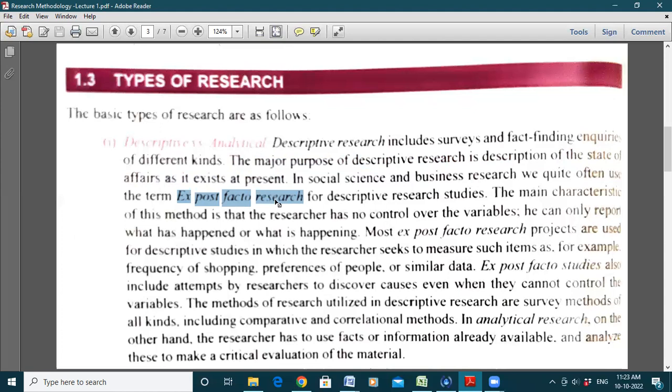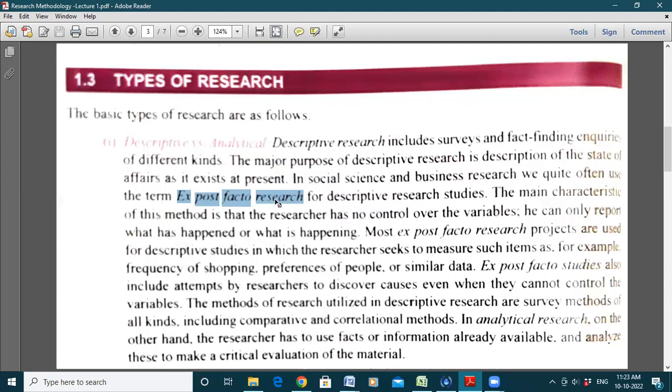We use this ex post facto research term for descriptive research studies most often in the case of social science and business research. The main characteristics of this method is that the researcher has no control of the data variables. He can only report what has happened and what is happening. Most ex post facto research projects are used for descriptive studies in which the researcher seeks to measure such items like frequency of shopping, preference of people, similar data, right?